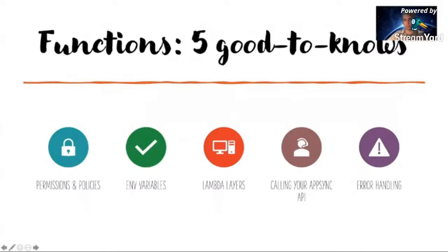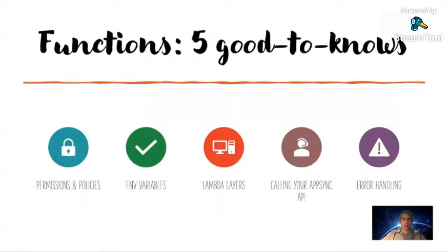I'm going to move myself to the bottom again here. And those 5 good to knows are about permissions and policies. How do I give my Lambda function the right permissions to access other resources within my cloud without those permissions being overwritten by changes that the Amplify CLI makes automatically? How do I set up environment variables for my Lambda functions? How do I use Lambda layers the best way? How can I call my own AppSync API from within my Lambda function?